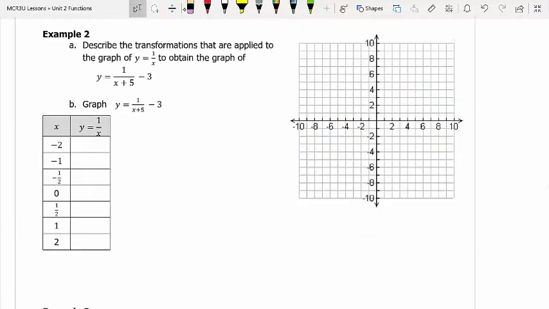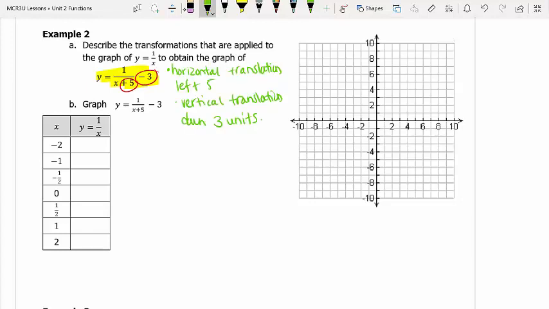Okay, example number 2. Describe the transformations that were applied to this function. So we have a horizontal translation left 5 units because of our p-value, and we have a vertical translation down 3 because of our q-value. Okay, so the first thing we want to do is start by filling in our table values for our base graph.